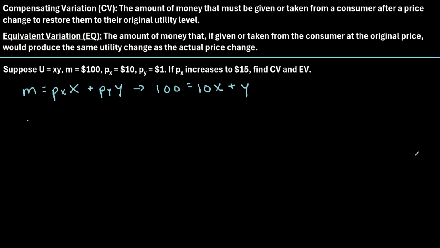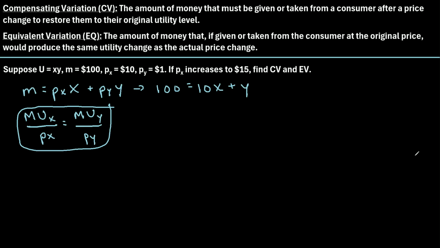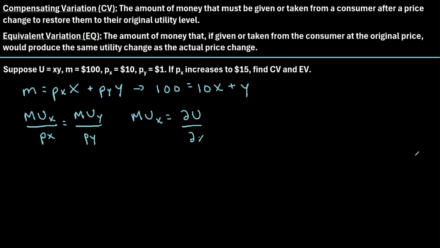Next, we need to recognize that this consumer will maximize their utility when the marginal utility of X divided by the price of X is equal to the marginal utility of Y divided by the price of Y. When this is true, the consumer is able to maximize their utility. So let's find the marginal utility of X and the marginal utility of Y. The marginal utility of X is simply the derivative of the utility function with respect to X. That derivative is simply Y. We take the derivative of X, which is 1, and then Y comes along for the ride.